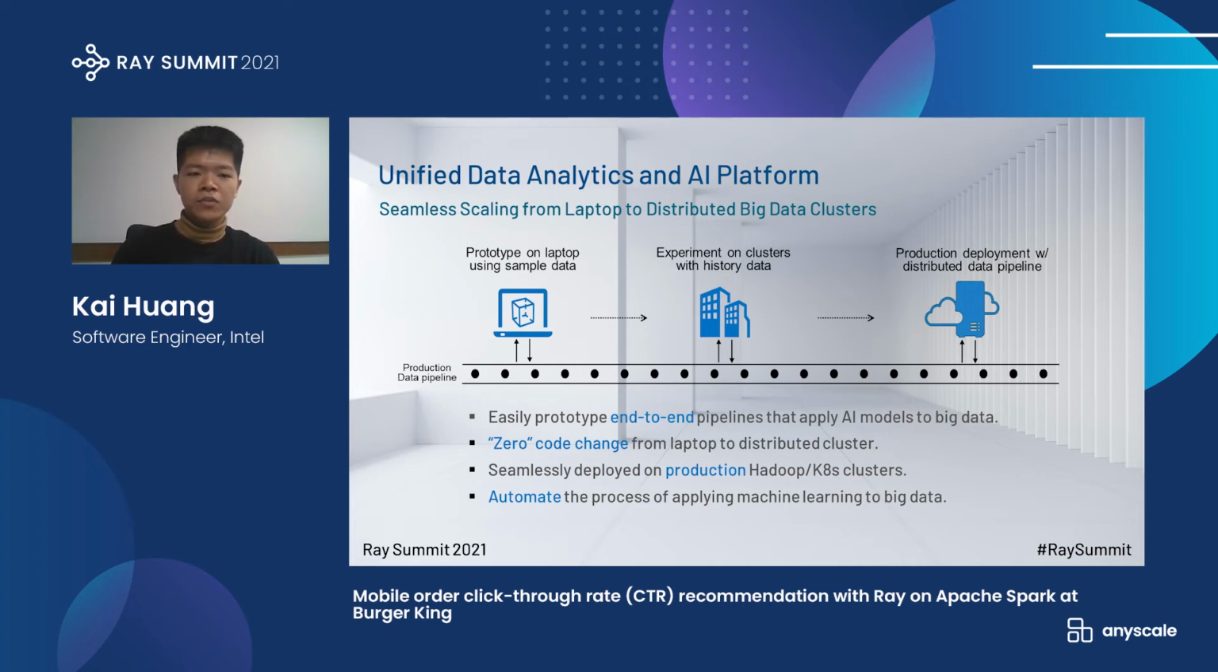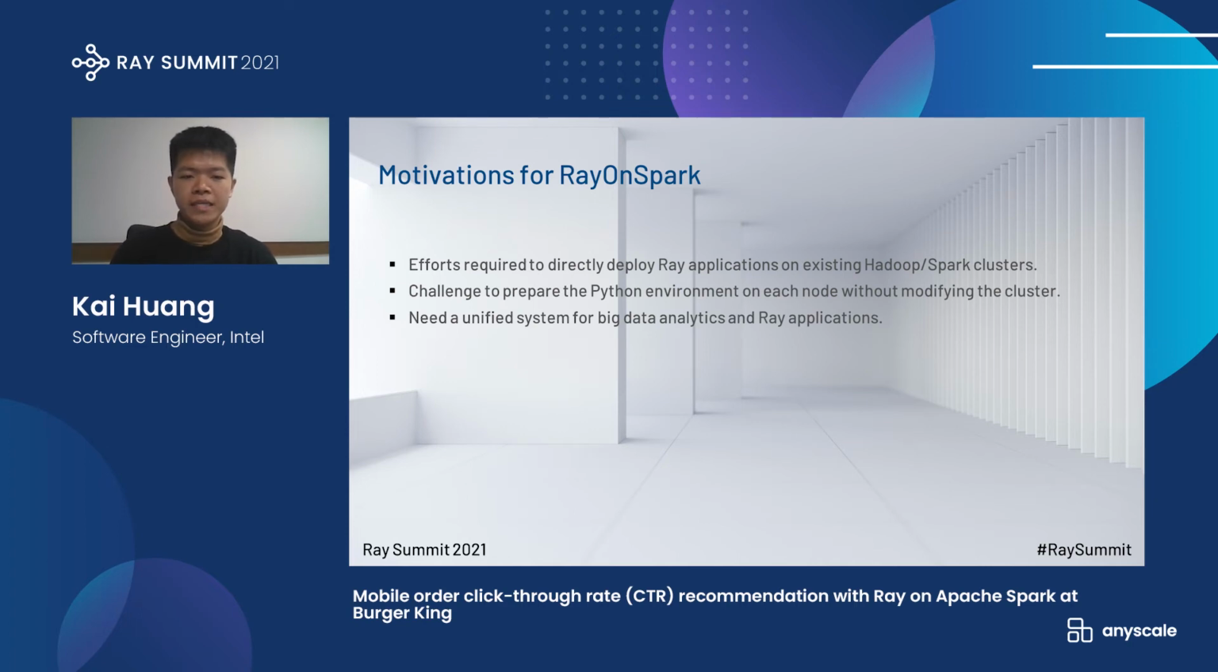So the target of Analytics Zoo is to easily enable users to prototype end-to-end pipelines that can directly apply AI models to big data. When users do these three steps, we hope that they need almost zero code changes when they scale their application from laptop to a distributed cluster. Also, we support users to seamlessly scale their application and seamlessly deploy on production clusters, for example, Hadoop cluster or Kubernetes cluster. In addition, we make efforts to relieve users' burden by automating the process of applying machine learning to big data.